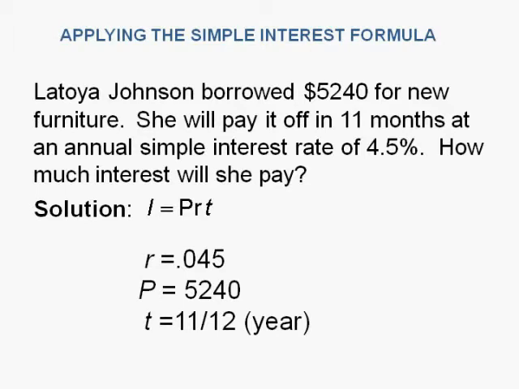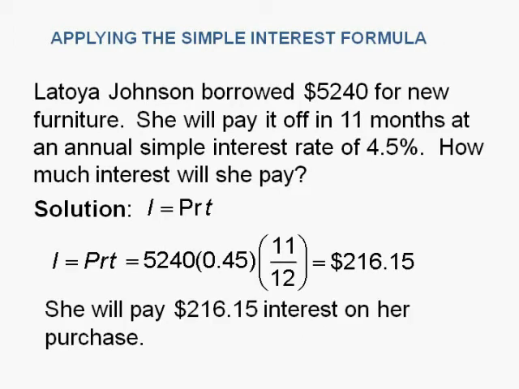All right, and then we can actually use this in real life here, applying this interest formula. Let's say LaToya Johnson borrowed $5,240 for new furniture. She will pay it off in 11 months at an annual simple interest rate of 4.5%. How much interest will she pay? How much will they make off of her? Now notice we had to change the time in this one to years, all right, because it said 11 months. So we had to change the time to 11/12 of a year, which I don't know why this example picked that, but they did.